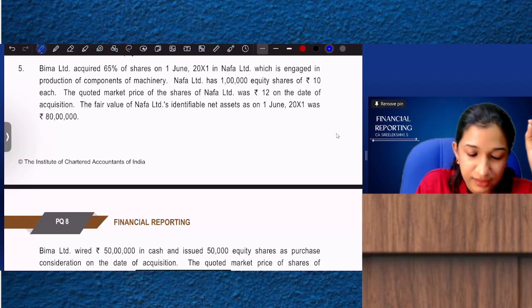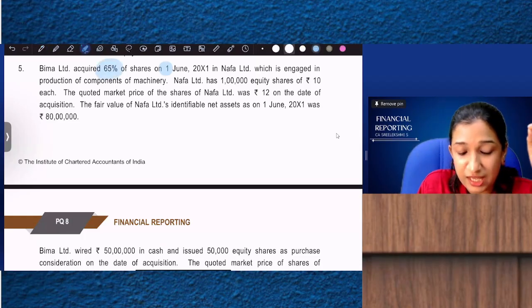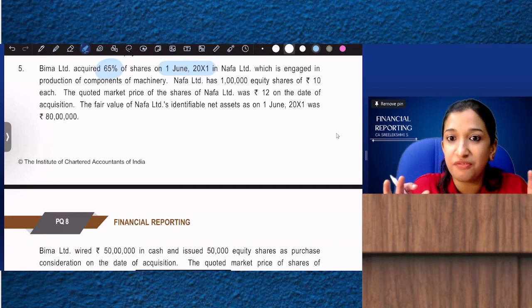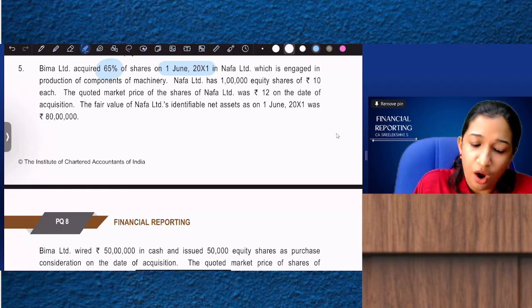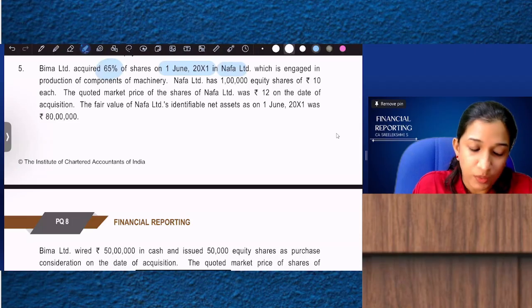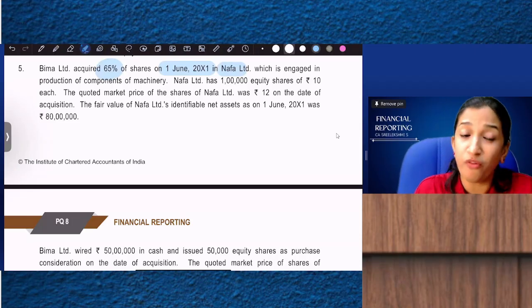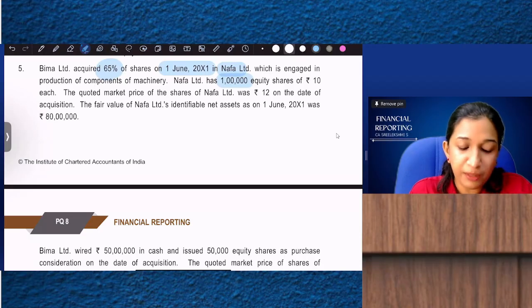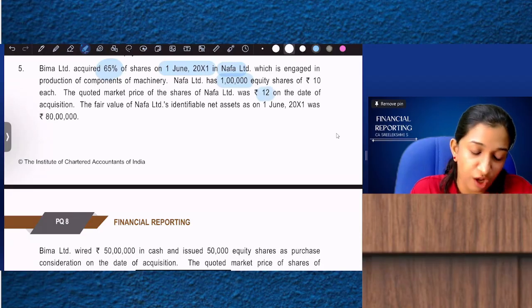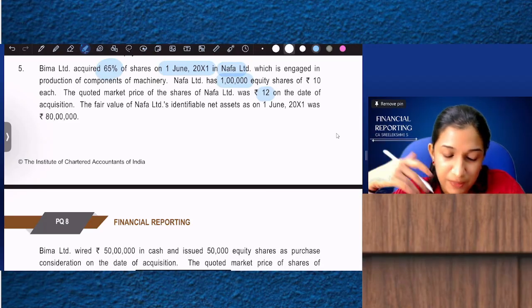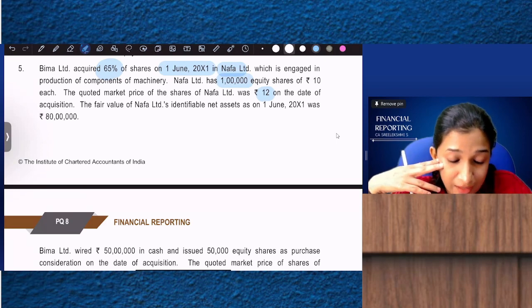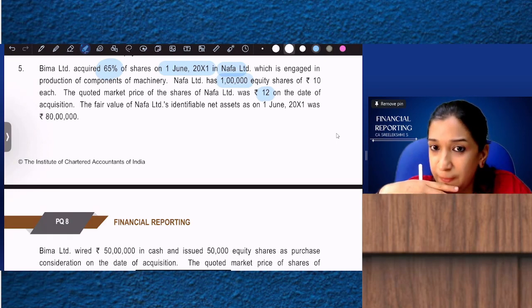Bima Limited acquired 65% of shares on 1st June 2011. Enough. Business combination. Control is acquired on 1st June 2011 in NAFA Limited, which is engaged in the production of components of machinery. Okay, one company acquired another company. NAFA Limited has 1 lakh equity shares of rupees 10 each. The quoted market price of shares of NAFA is 12 on the date of acquisition. So you're acquiring 65% shares of NAFA Limited. NAFA had 1 lakh shares. NAFA's market price is 12, which means what is the fair value of the business of NAFA?